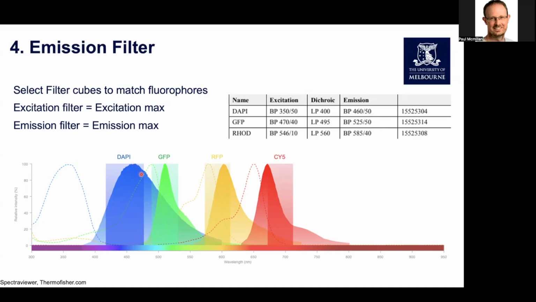So DAPI is probably okay, GFP is pretty good, RFP, maybe we're missing this shoulder a little bit, Cy5, we're maybe missing this shoulder a little bit in terms of collecting that light. So again, something to consider when you're designing your experiments: what filters does my system have to appropriately detect the fluorophores that I'm using?